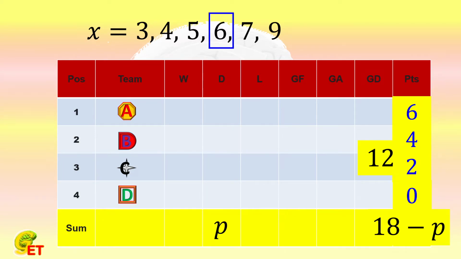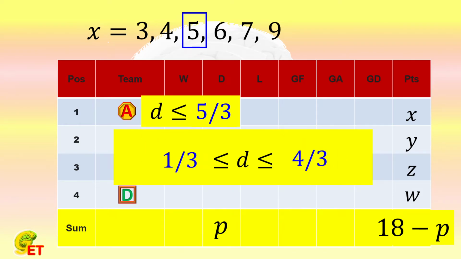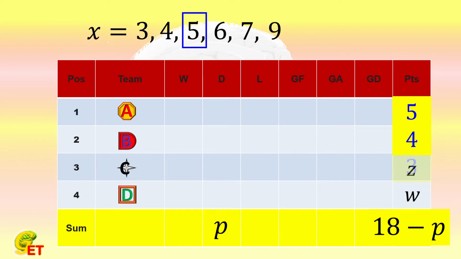If the first team scores 5 points. In the first condition, d is not bigger than 5 over 3. And in the second condition, d is between 1 over 3 and 4 over 3. D can only be 1 then. The points of the four teams are 5, 4, 3, 2. A total of 14 points. There have been 4 games ending in a draw.